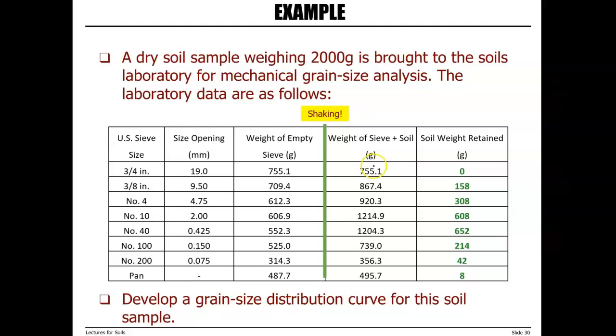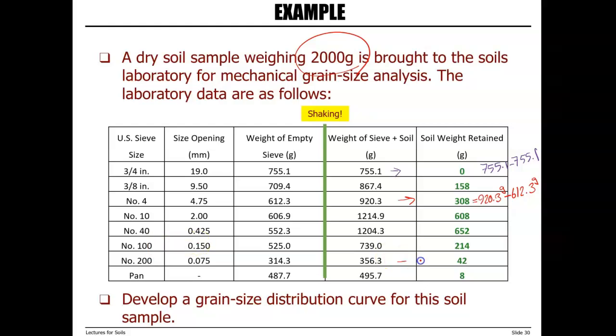So for example, here in this row for 3/4 inch sieve, weight retained is 755.1 minus 755.1. For sieve number 4, it is 920.3 grams minus 612.3, which gives us 308 grams. 308 grams of our 2000 grams is retained on number 4.